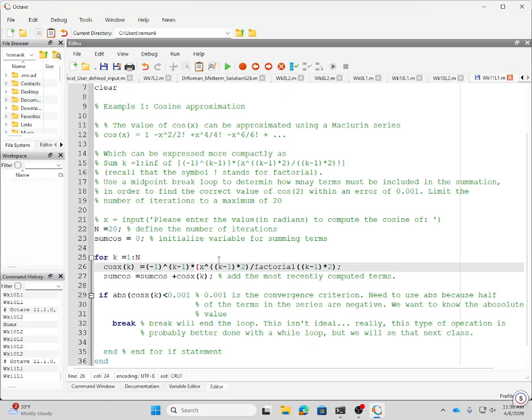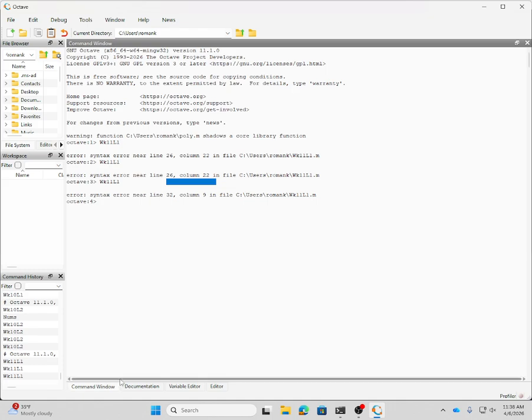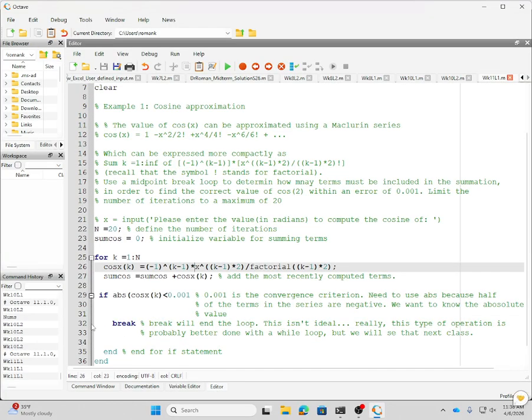And there is this bracket. I have to take it out. Okay, then running it again. Now what? Line 32. What is the problem with 32? So break, B-R-E-A-K, break.